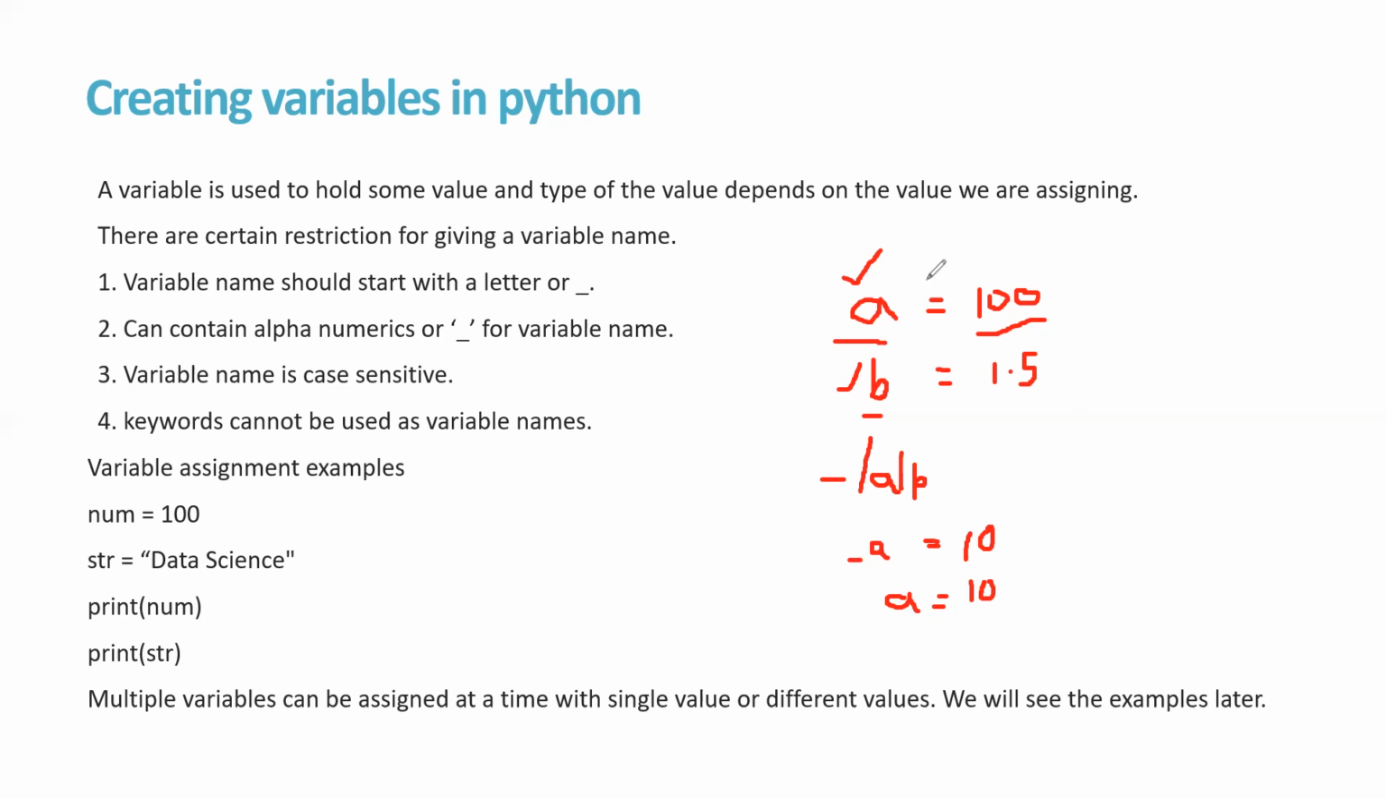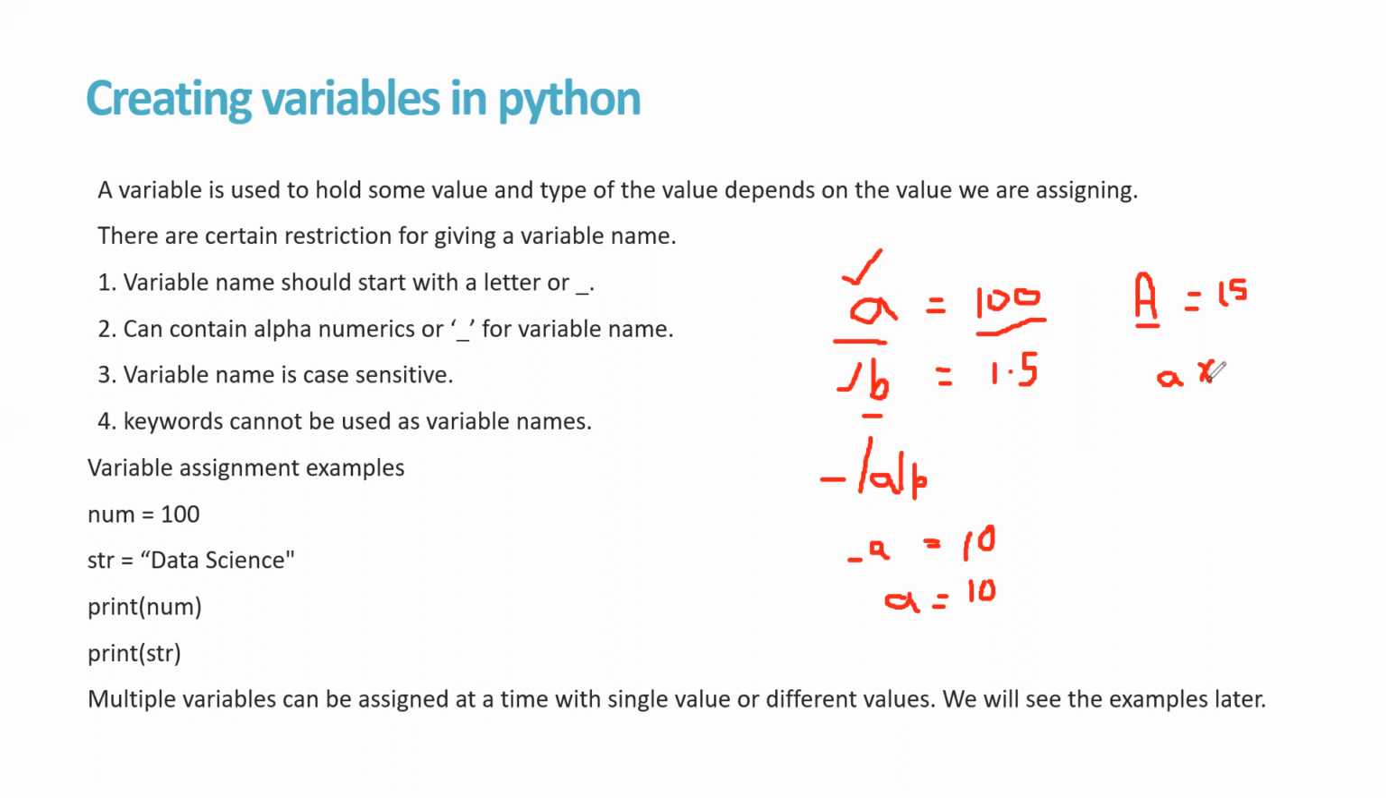Also, the variable name is case sensitive. What does it mean? Suppose I'm saying that capital A is equal to 15. When I try to access this variable in the smaller case, then that is wrong. Since the variable name is case sensitive, I have to use the capital case but not the smaller case.